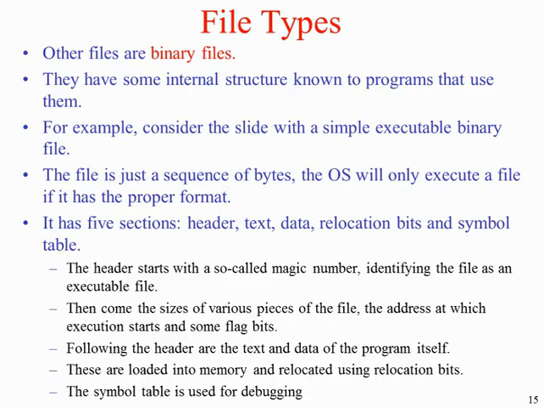Now every executable file has five sections: the header, text, data, relocation bits, and symbol table. The header starts with a so-called magic number identifying the file as an executable file. Then comes the size of various pieces of the file, the address at which the execution starts, and some flag bits. Following the header are the text and the data of the program itself. These are loaded into memory and relocated using relocation bits, and the symbol table is used for debugging.